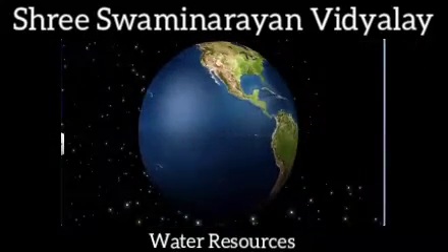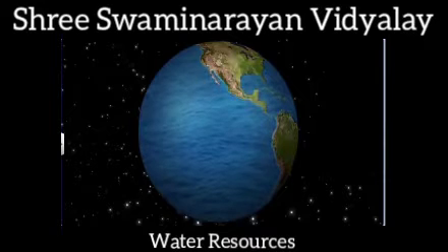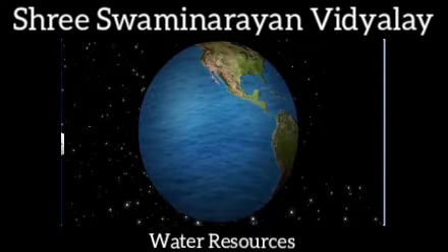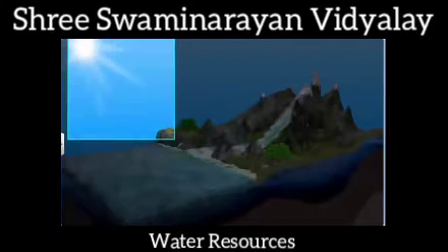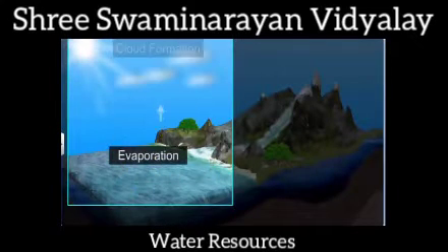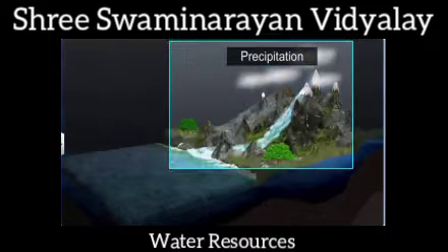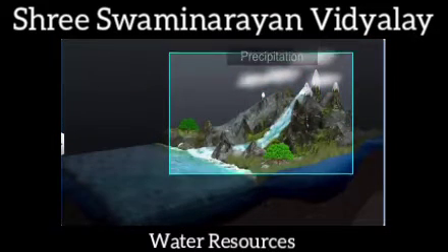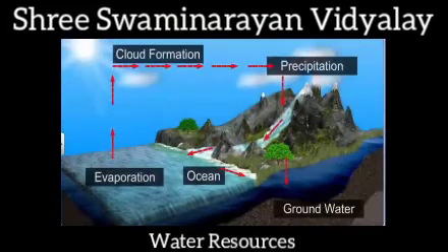Nearly 75% of the earth is covered by water. Water is one of the most abundant natural resources available to us. One good thing about water is that it is a renewable resource. It keeps moving in a hydrological cycle, changing from one form to another, but it is never lost or spent.